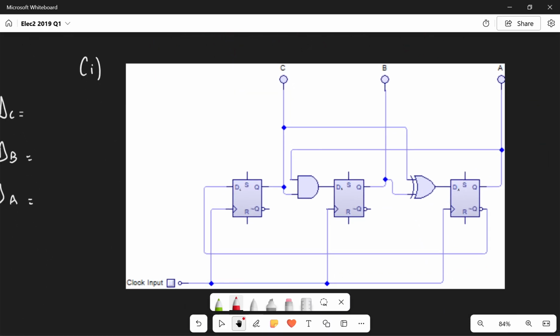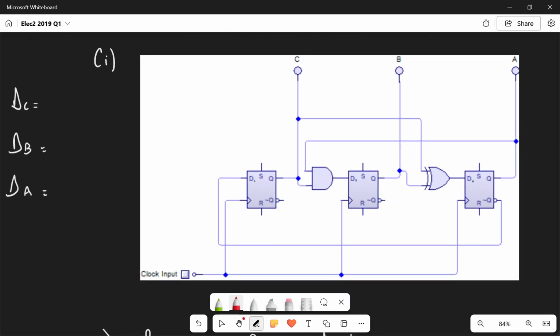Okay, so the circuit diagram for the third sequence generator is shown below. Use this diagram to obtain a Boolean expression for DC, DB and DA in terms of C, B and A.